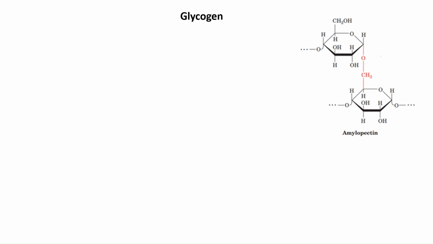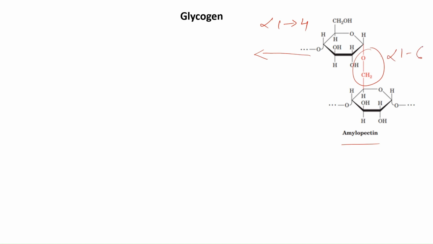The next polysaccharide is glycogen. It is also a storage polysaccharide, but in animals. Glycogen is almost like amylopectin. Wherever there are dots, that means a linear chain. Wherever the linear chain is there, the bond will be alpha 1,4. Wherever branching is there, the bond will be alpha 1,6.